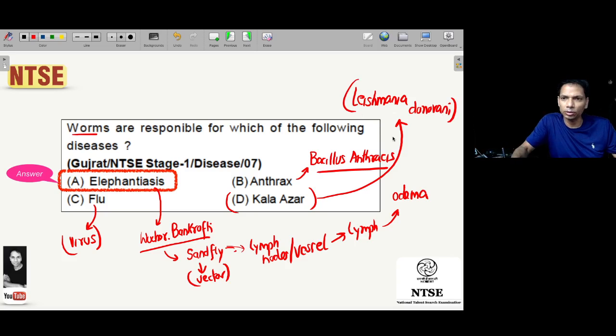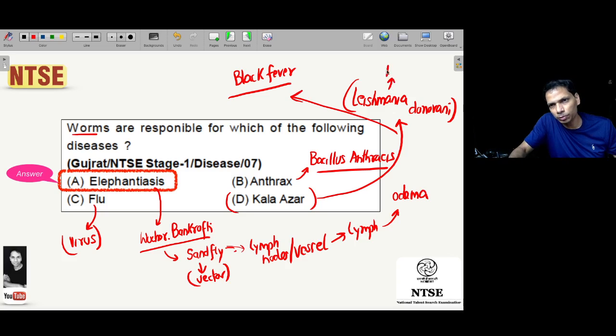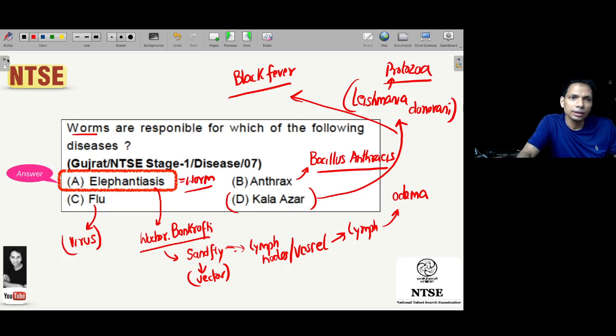Leishmania donovani causes Kalazar, the black fever. This Leishmania is a protozoan. This is bacteria. This is virus. This is the only one which is caused by a worm. Next question.